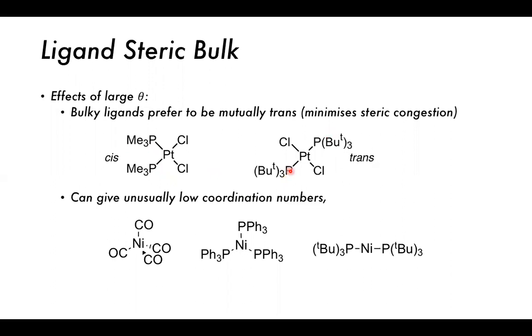And typically with these sorts of ligands, you can only really have low coordination numbers. For example, we can have a tetracarbonyl nickel(0) complex, but we can only have a tris(triphenylphosphine) nickel complex. And then if we get an even bulkier ligand, we can only have a di complex, a tri-tert-butylphosphine complex.